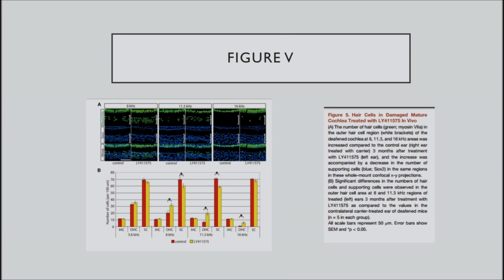In Figure 5, we see outer hair cells proliferated in the central portion of the cochlea when treated with the gamma secretase inhibitor. This is evident in the increased number of hair cells in Figure 5a and the decreased number of supporting cells in Figure 5b.